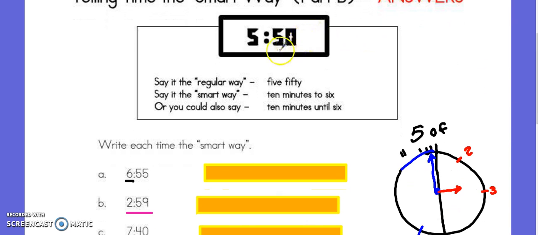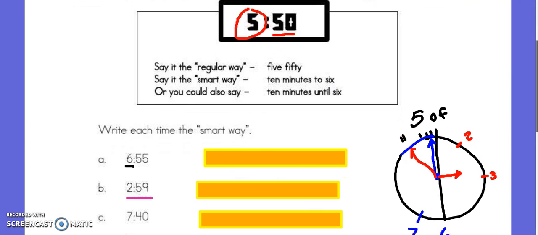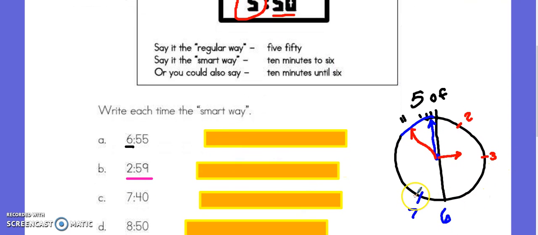So for example, in 5:50, we don't say 50 minutes after 5. That's not the smart way. Instead, you've got to think, well, my minute hand is pointing at the 11, which technically is 1, 2, 3, 4, 5 minutes until the next hour, which in this case, it's not 5 because we're moving away from 5 o'clock once we move past the 6, once we move past the halfway marker. And in this case, we're sitting at the 11, so we're 5 minutes closer to the next hour.